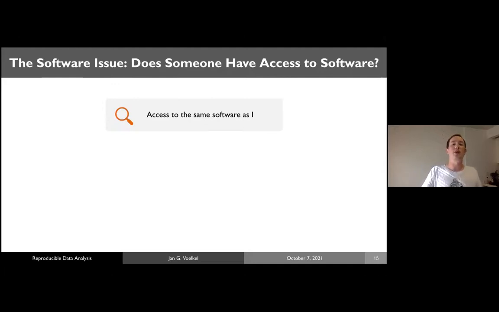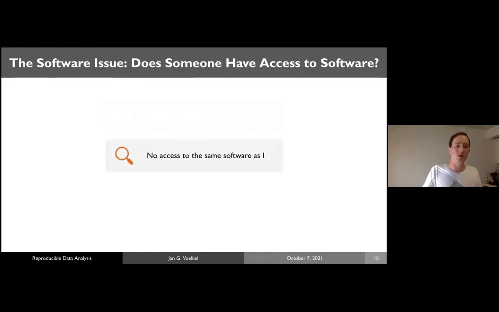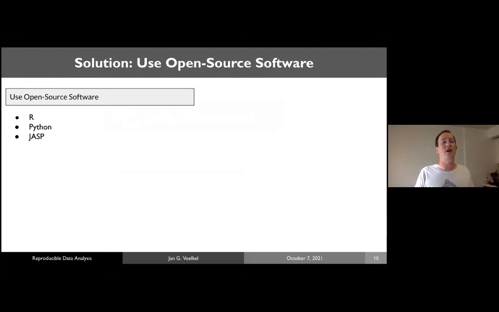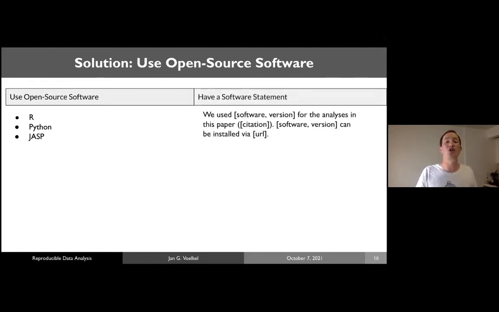Okay, so the third issue is what I call the software issue. So does someone have access to the software? People may not have access to the same software as the person who conducted the analysis. So it's always good to assume that no one has bought a certain license. So the solution is to use open source software that can be downloaded by everyone. A few examples are R, Python, or JASP. And I would also encourage you to have a software statement in your paper where you say, we used whatever software you used and the corresponding version for the analysis in this paper.